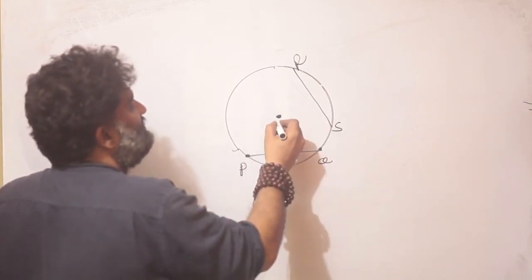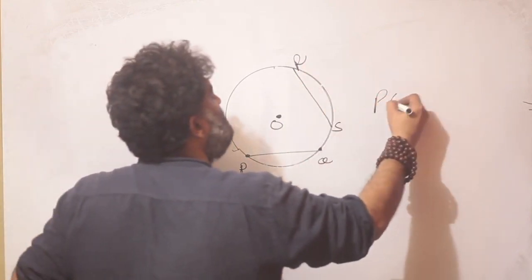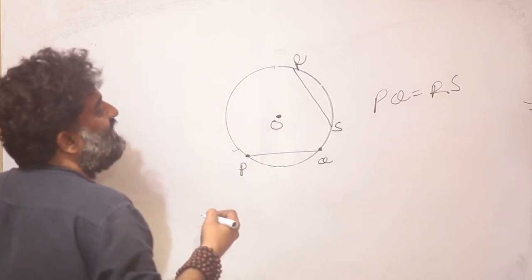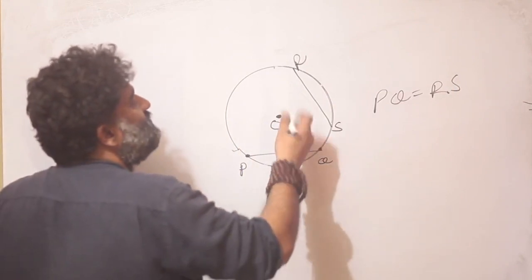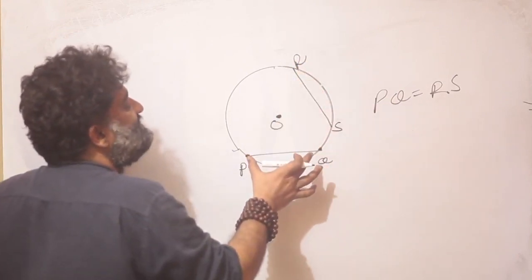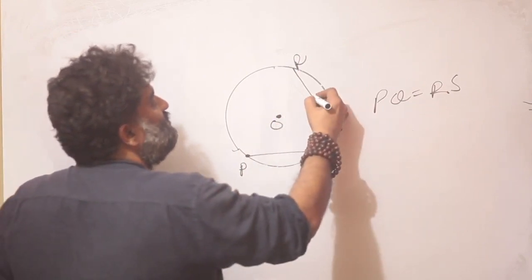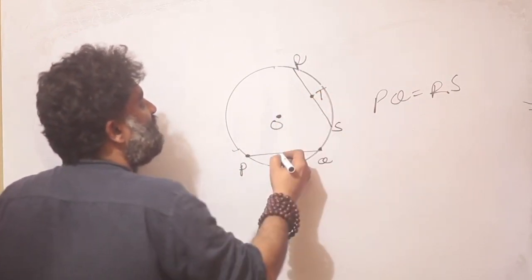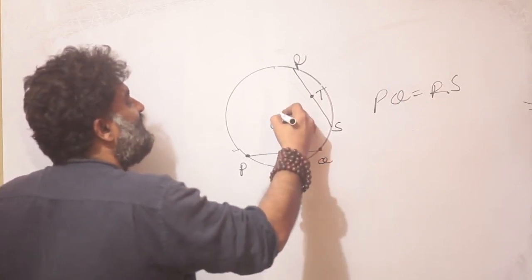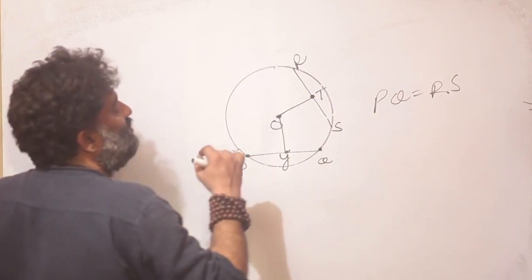So I have a circle, the center is O, and there are two chords PQ and RS, and they are equal to each other. That means the length of PQ is equal to the length of RS. And now I want to prove that the distance between this chord and the center and the distance between this chord and the center is going to be equal to each other. So call it T and call it Y if you want to. So I want to prove that OY and OT are going to be equal to each other. How will I go about proving that?